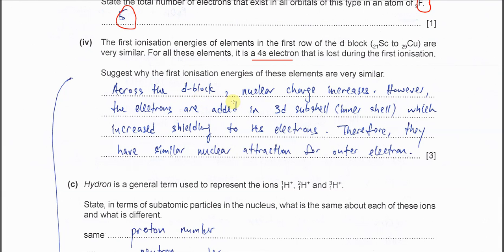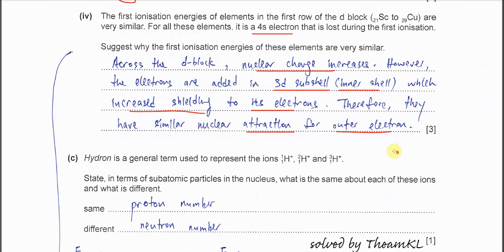Across the d block, nuclear charge increases, meaning the protons increase. However, the electrons are added in the 3d subshell, which is the inner shell, and it will increase the shielding. Shielding to what? To the 4s electron, so it will be easier for it to release because of the shielding. Therefore, they have a similar nuclear attraction for the outer electrons. Means it's almost constant for the first IE.